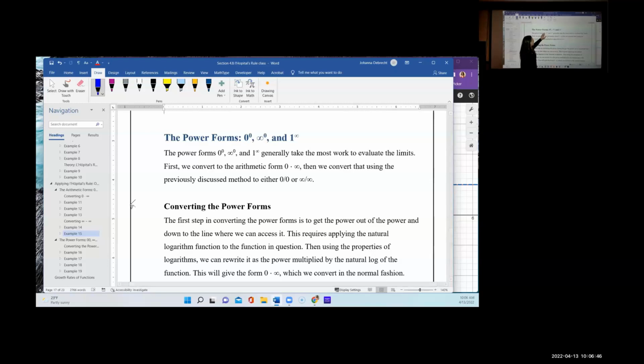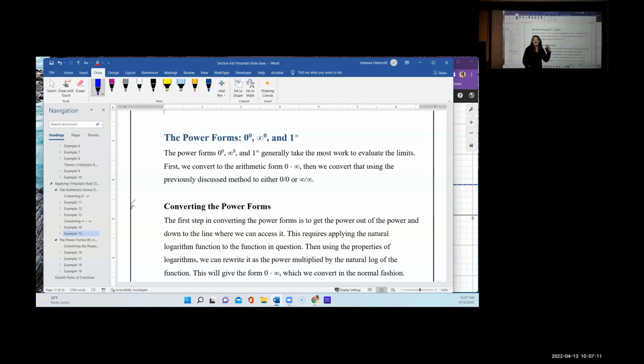So they start with 0 to the 0, infinity to the 0, or 1 to the infinity. Remember, the 0 to the 0 and infinity to the 0 come from the definition of the 0th power being take the base and divide it by itself. Well, that leads you to 0 over 0 and infinity over infinity, which are the two basic indeterminate forms.